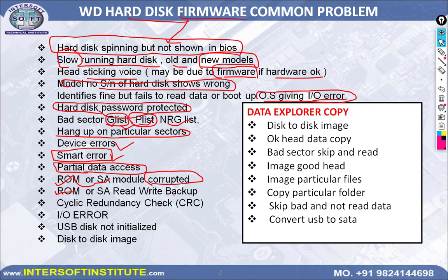ROM and service area read, write, backup. CRC error can also sometimes be called a firmware issue. IO error, USB disk not initialized, disk to disk image. All these portions we can do with the help of these firmware tools, and in the firmware tool there are different tools.